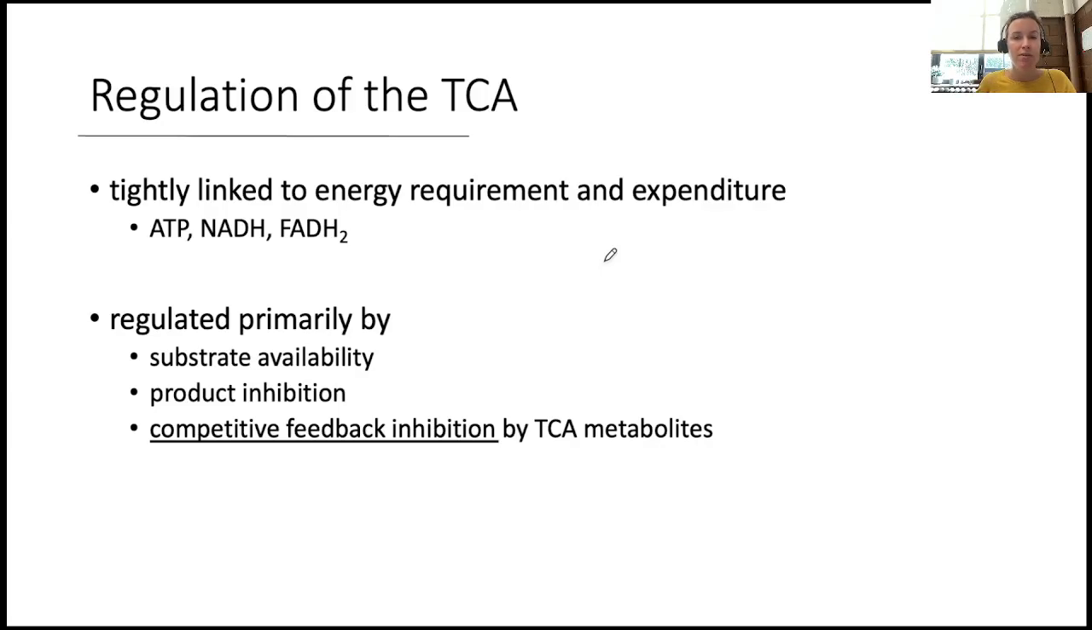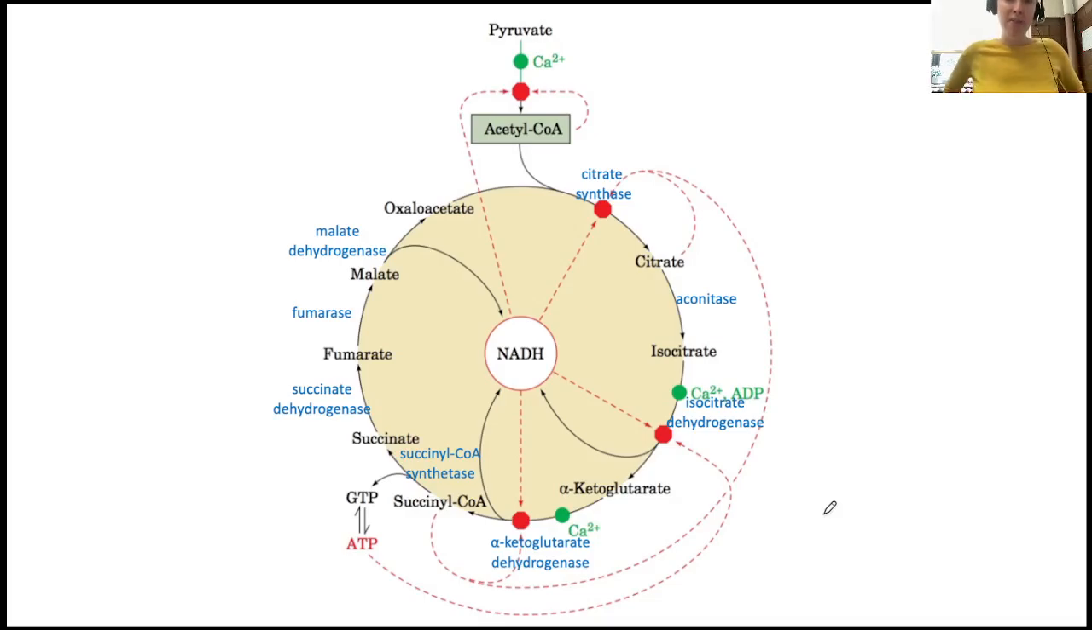And the rate determining steps are regulated in a variety of ways. Of course, they're tightly linked to how much energy is required. So we'll continue to have this question in the back of our mind: are we in a low energy state, or are we in a high energy state? And we'll think about the types of high energy molecules relevant to the TCA. It is also regulated, of course, by product substrate availability, product inhibition, and a new type of inhibition called competitive feedback inhibition. Let's take a look at these before we wrap up today.